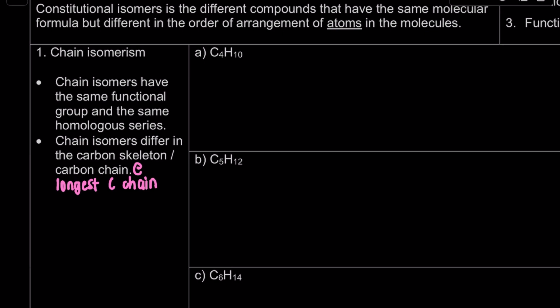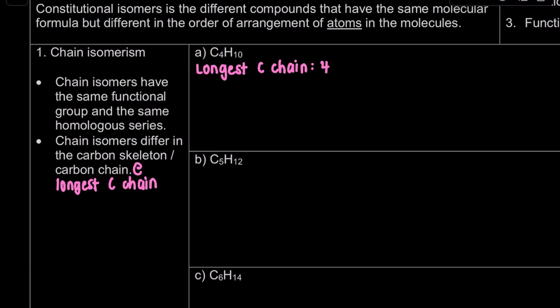So for example A, the general formula is C₅H₁₂. Okay, so for C₅H₁₂, it's actually an alkane because alkane follows the general formula of CnH2n plus 2. So how are we going to draw the chain isomerism for the case of C₅H₁₂? I'm going to write down the longest carbon chain first. In this case, the maximum number that we have here is 4. So the longest carbon chain that we can have at the first place is 4.